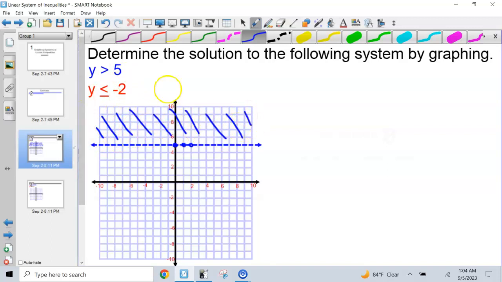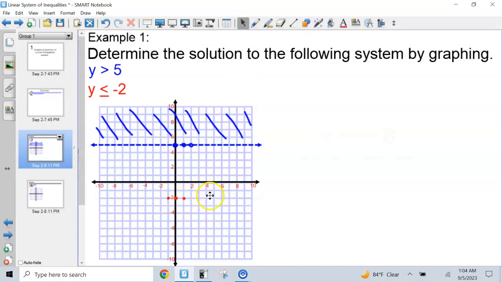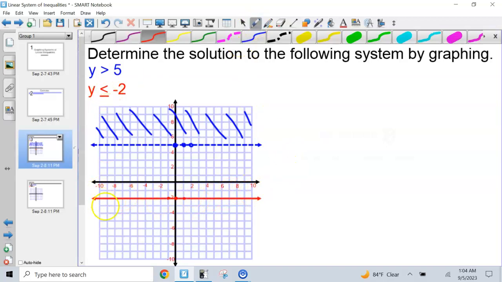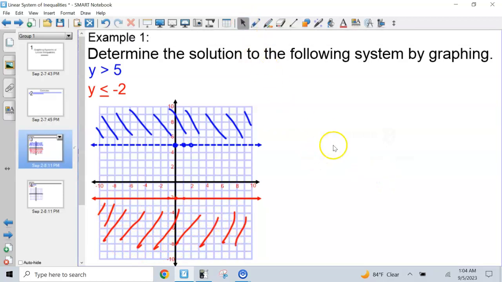The next one, y is less than or equal to negative 2. That's a constant line at negative 2, solid, left and right. Here's the line. You'll notice it is solid. Y is less than, so I shade below. So here's the shading for this. So the question is, did these overlap? The answer is no. So there's no solution. There's no overlap shading.